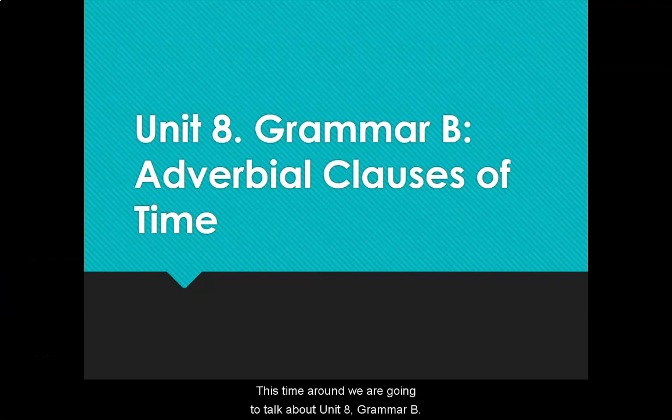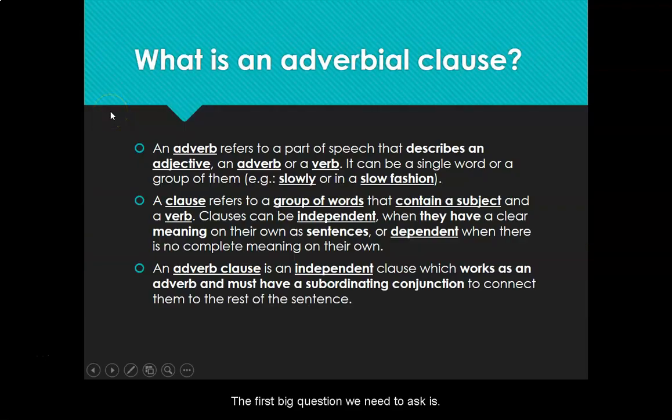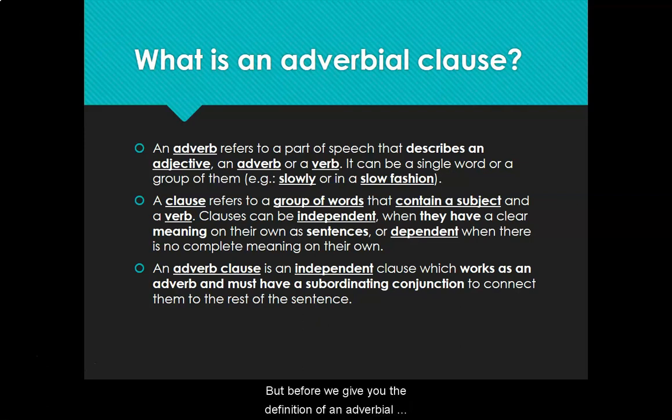This time around, we are going to talk about Unit 8, Grammar B, Adverbial Clauses of Time. The first big question we need to ask is, what is an adverbial clause? But before we give you the definition of an adverbial clause, we need to define an adverb and a clause.